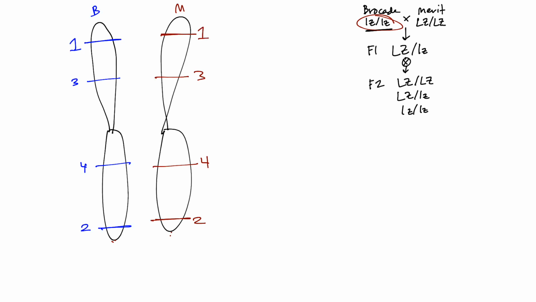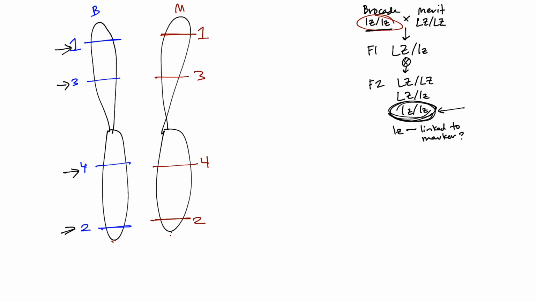As we figure out where this lazy mutation is located, we want to consider only these F2 plants that have the lazy phenotype. So we're only going to be considering these homozygous plants. And what we want to ask is, is the little LZ allele associated with one of these markers found on the chromosome? Can we identify which marker or markers is most closely linked to LZ? We don't know which marker yet.